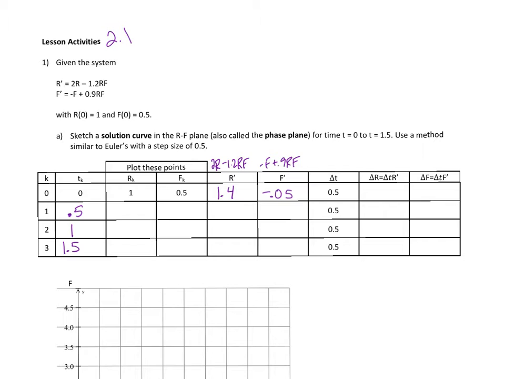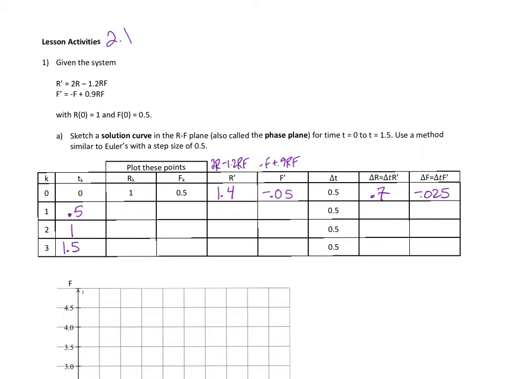All right, and then my step size is 0.5. That was given. And then we calculate delta r and delta f. So delta r is just delta t times r prime. So I do r prime times delta t, 1.4 times 0.5 is 0.7. And delta f is delta t times f prime. So 0.5 times 0.05 is 0.025, and it's negative.